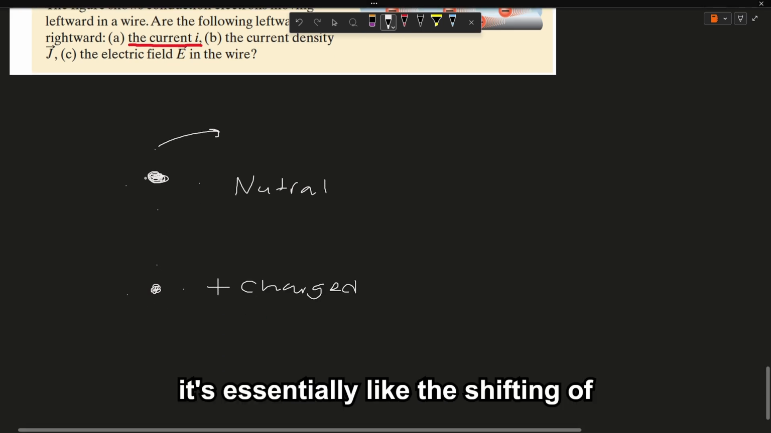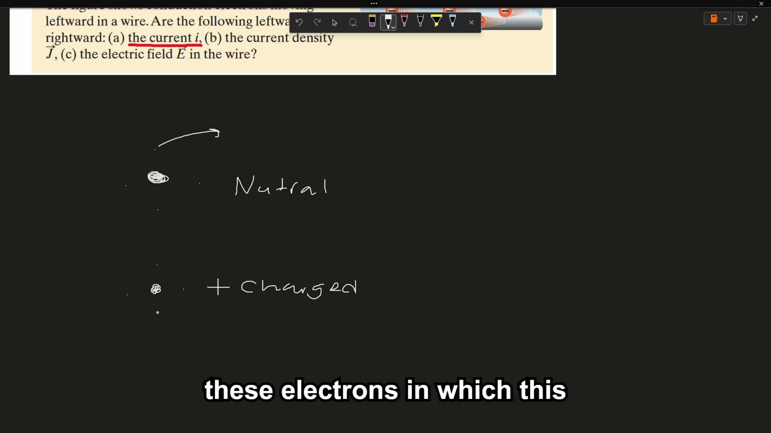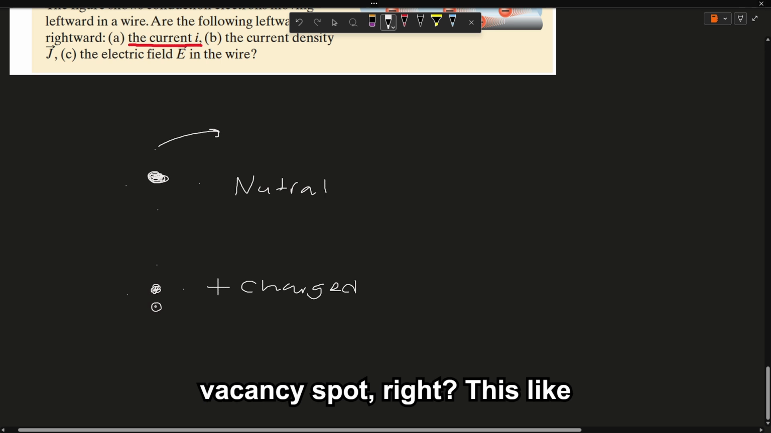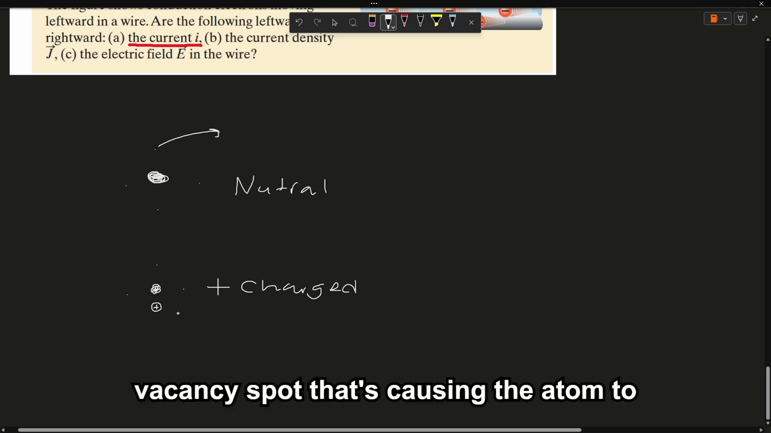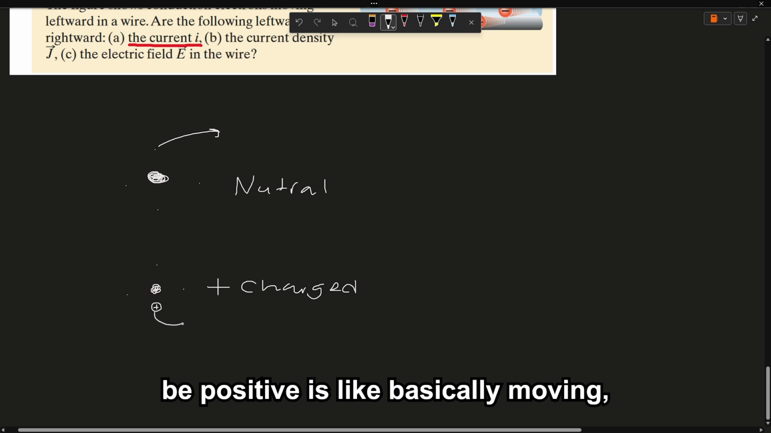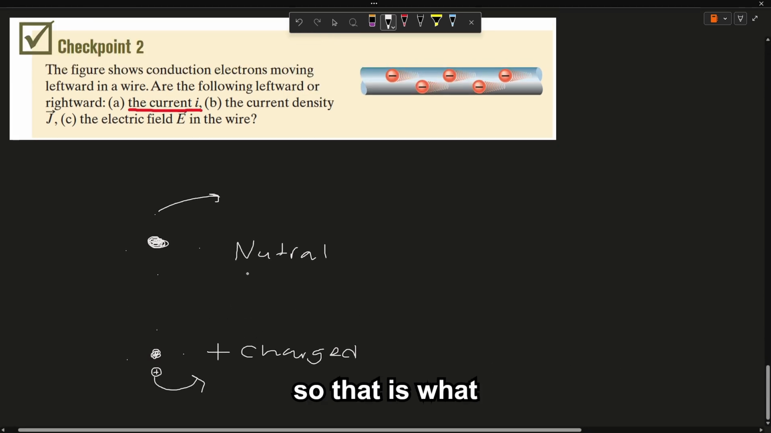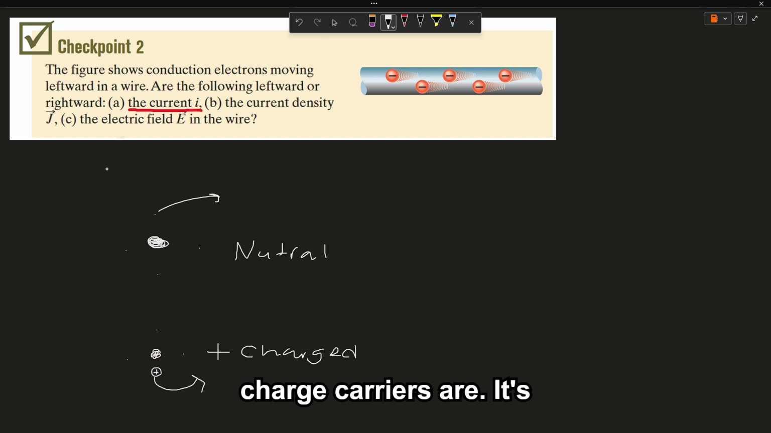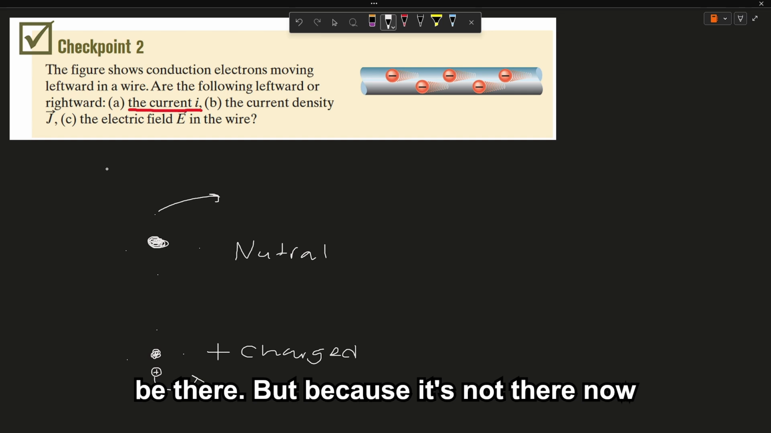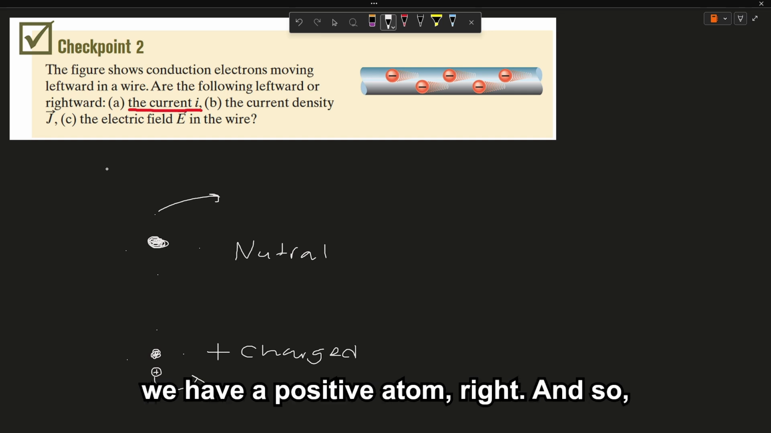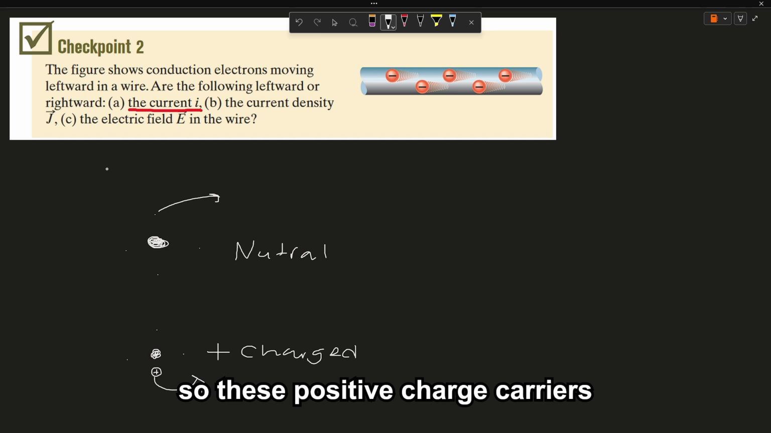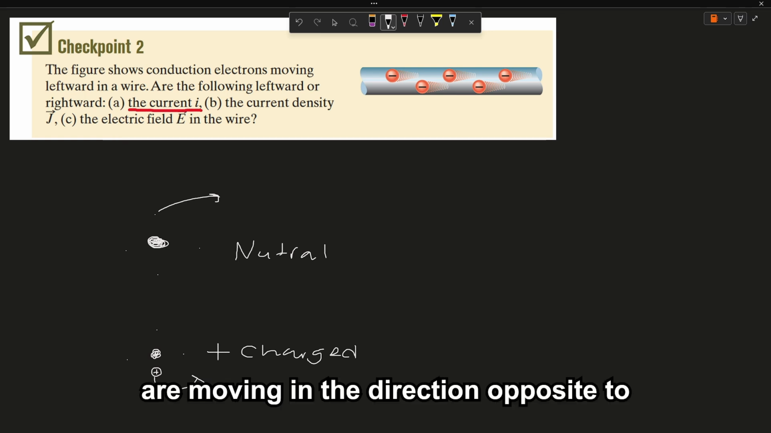It's essentially like the shifting of these electrons, in which this vacancy spot that's causing the atom to be positive is basically moving. It's the direction in which this vacancy spot is moving, and that is what the positive charge carriers are. It's simply a vacancy of an electron that should be there, but because it's not there, now we have a positive atom. And so these positive charge carriers are moving in the direction opposite to that of electrons.